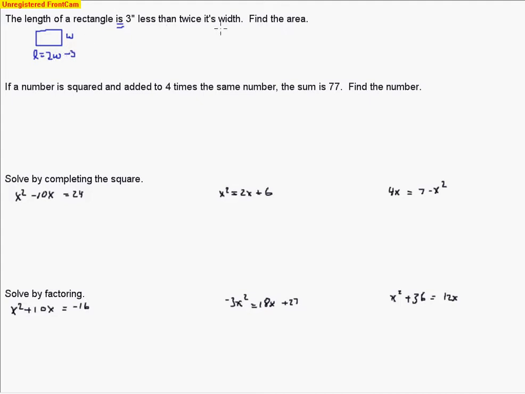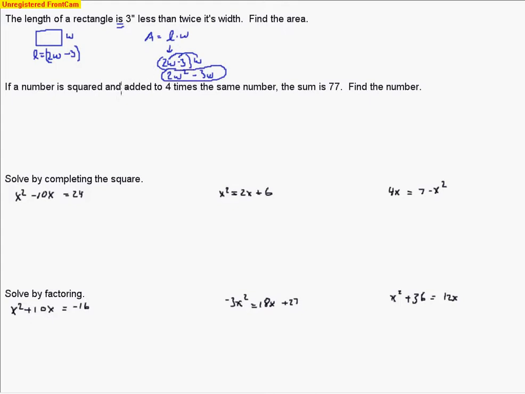Now we're supposed to find the area. All we have to do is remember that area equals length times width. But instead of L, we're going to use the expression that we have right here, 2W minus 3. Over on this other side, we're just going to use W, and multiply W times these values. When I do that, I end up with 2W squared minus 3W, and that would be the area.